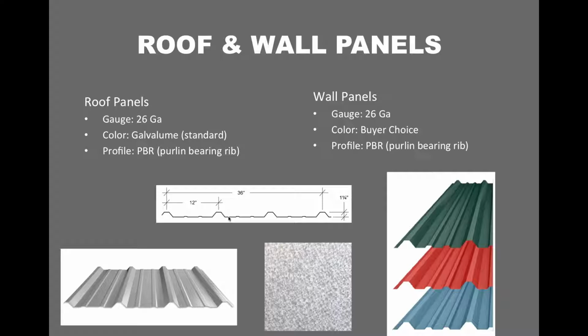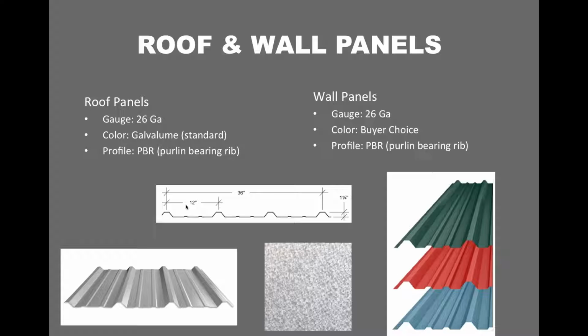The gauge of the panel is the thickness of the panel, and then you've got a general profile. The standard profile is a PBR profile, as you can see here. A PBR profile is basically just 1.25 inch high ribs, these ribs here, on 12-foot centers. And then your standard panel width is going to be 36 inches. This is just a profile or a cross section of what the panel is going to look like.